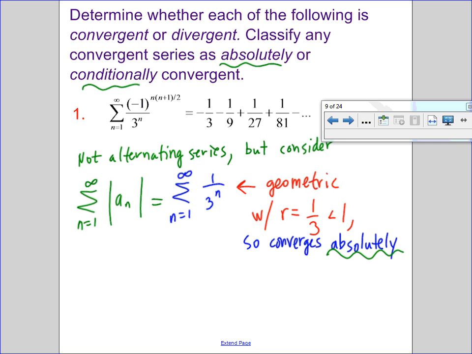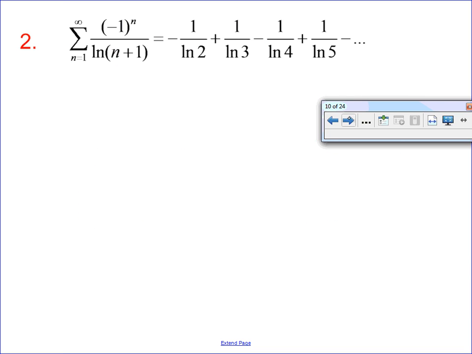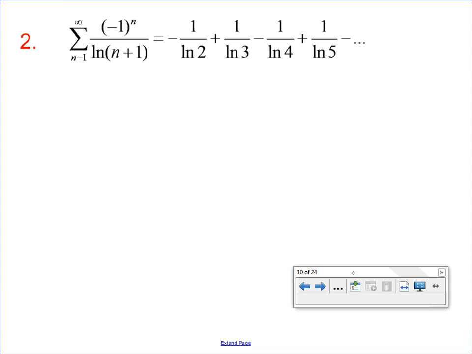All right, so we're 1 for 1 in terms of the convergence world. That's cool. Let's take a look at another. Consider the series given by the sum from 1 to infinity of negative 1 to the n, that's just my alternating, positive, negative, over the natural log of n plus 1.